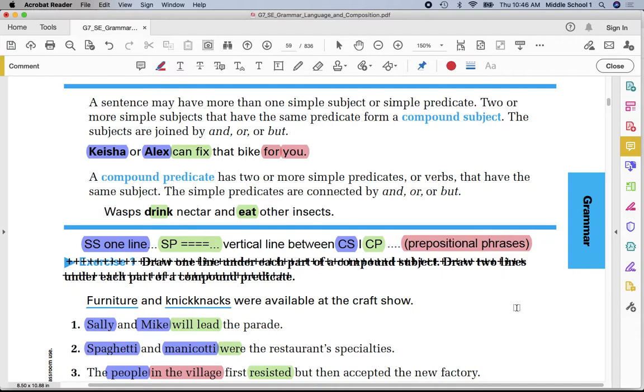Sally and Mike, 1 line. Will lead, 2 lines. There is no prepositional phrase. Class, you're going to notice in most cases where the blue ends and the green begins is where I put my line. So draw a vertical line in between Mike and will lead.